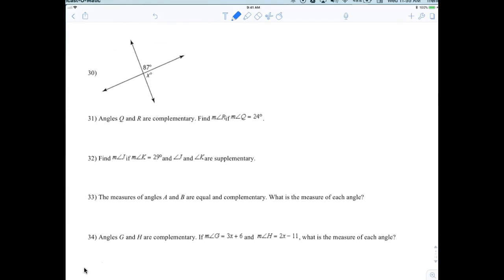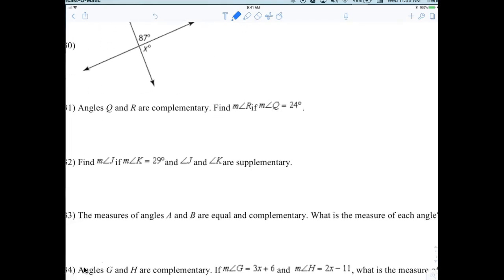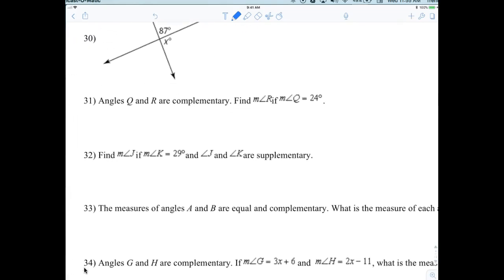All right, so now, here we go. Number 31, Q and R complementary. That means they add up to what? 90. So, the measure of angle R would have to be what? 66 degrees. Very good. All right. 33, the measures of angles A and B are complementary again.